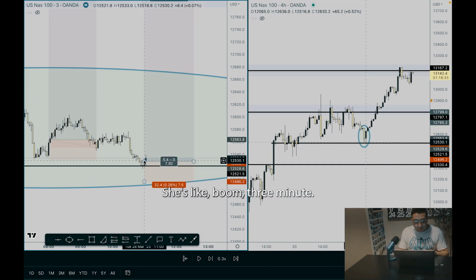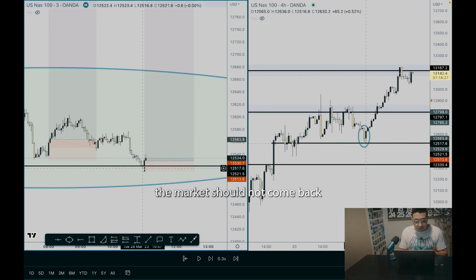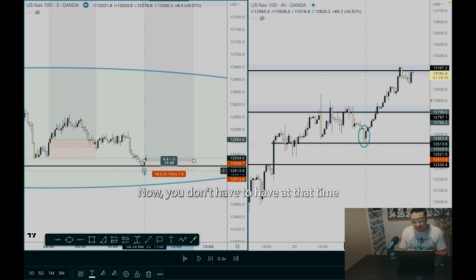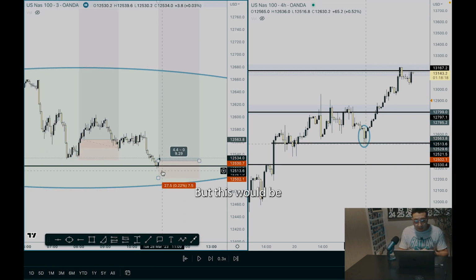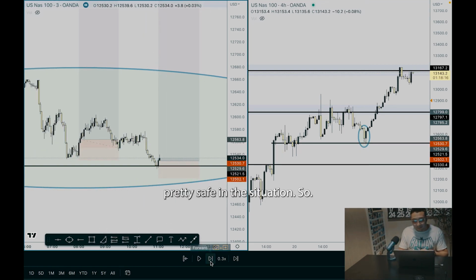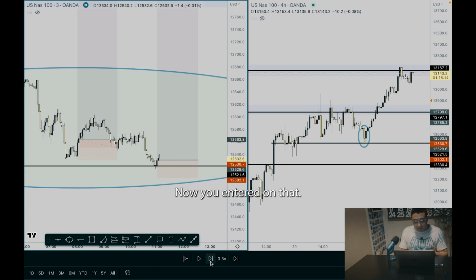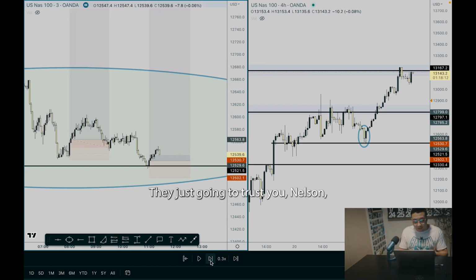So you're like, boom, 3-minute, we see this engulfing candle, I'm going to enter on the next candle, stop loss below this low. In theory, the market should not come back if this is the low point. Now, you don't have to have it that tight, you can make it a little wider. I don't have my stop loss that tight really ever, but this would be pretty safe in this situation. So now you entered on that.